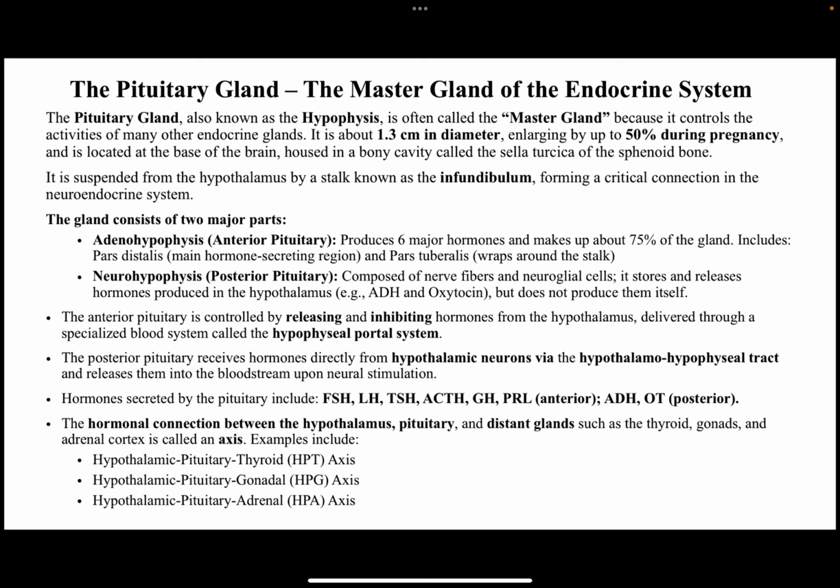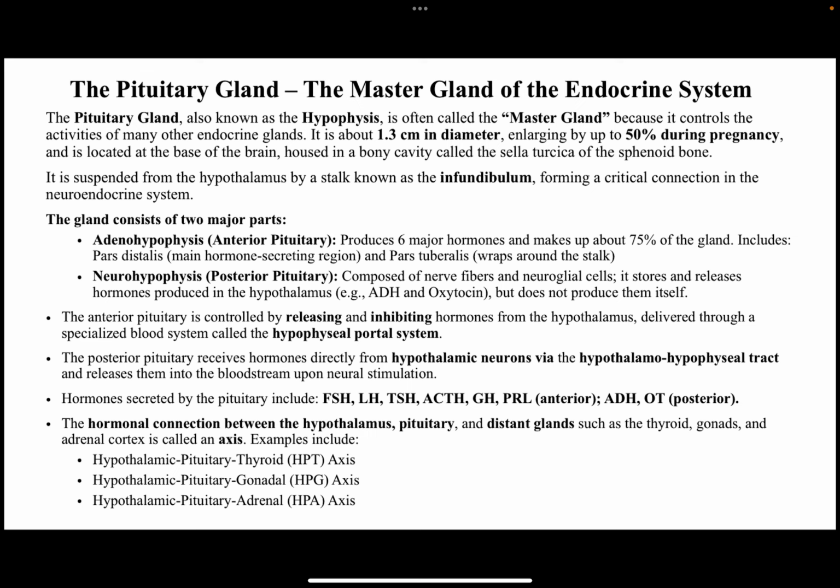Good. You can also call the pituitary gland the hypophysis gland or hypophysis. So the pituitary gland is also known as the hypophysis, but it is often referred to as the master gland. Why is it the master gland? It's a master gland because the pituitary gland controls the activities of many other endocrine glands.